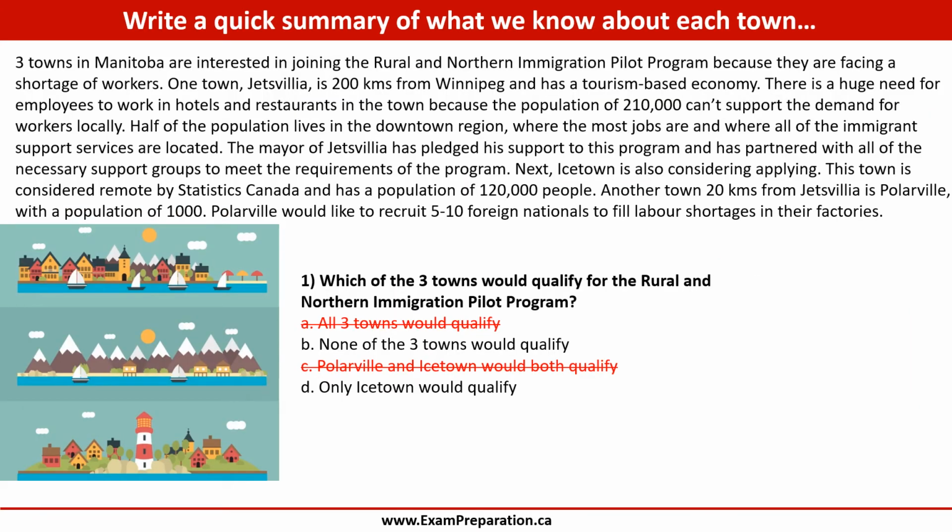All right, now we're left with 2 options here. If we had analyzed Icetown previously, it would have been a little bit complicated because I think a lot of people would reanalyze it to see if it's the answer, because we have to take a look at Polarville and see if Polarville would qualify. And we did this already, so now we're only left with Icetown. If Icetown qualifies, the answer is D. If Icetown does not qualify, the answer is B.